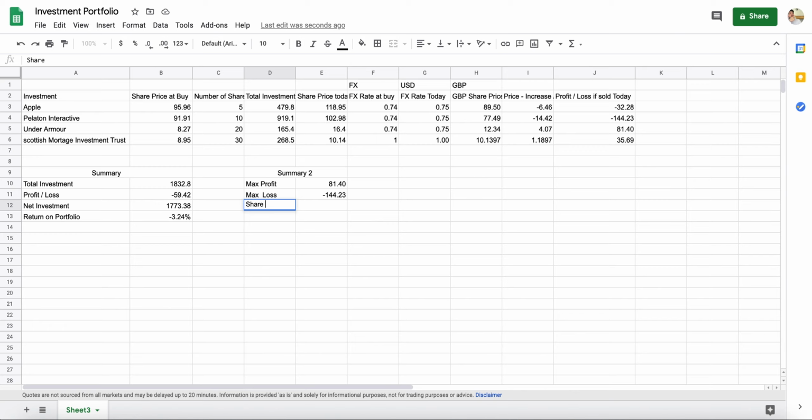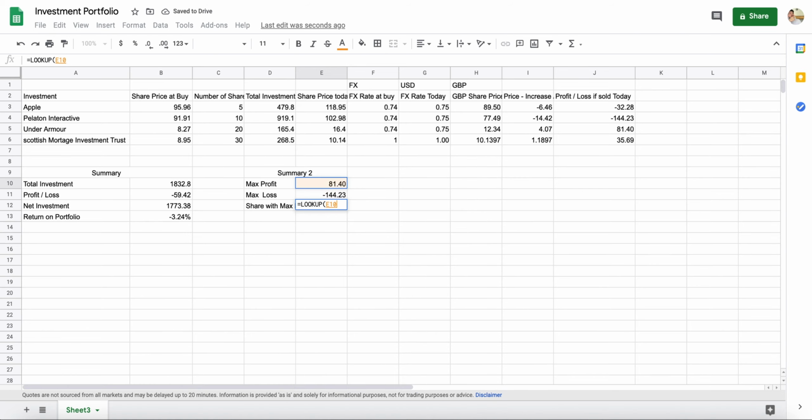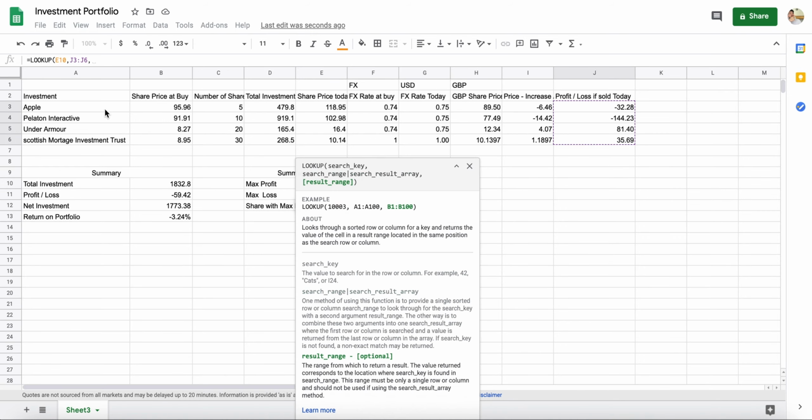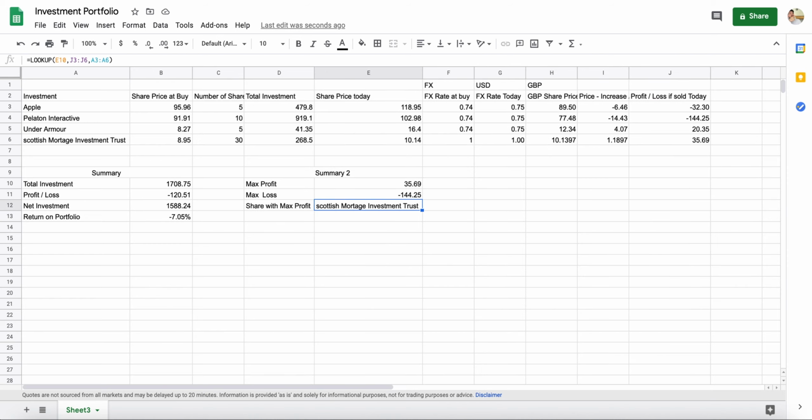So in order to find out the share with max profit, we can use the lookup function, and let's look for this value over here, and let's return these. Based on this, once we use the lookup function, it shows us that the Scottish Mortgage Investment Trust is making the maximum profit in our portfolio. So we can see that the Scottish Mortgage Investment Trust makes around £35 in your portfolio.